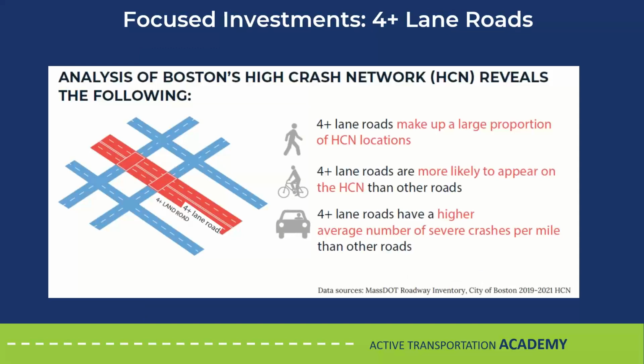Another one of its focused investments is for the city to be looking at corridors of greatest risk. Roads with 4 or more travel lanes are consistent safety problems and continue to be a focus. One of the city's current projects is a redesign of Center Street in the West Roxbury neighborhood. And you can see here several of the statistics that the city has identified along their 4+ lane roads, such as pedestrians making up a large proportion of high crash network locations, those 4+ lane roads being more likely to appear on the high crash network than other roads, and having a higher average number of severe crashes per mile than other roads.